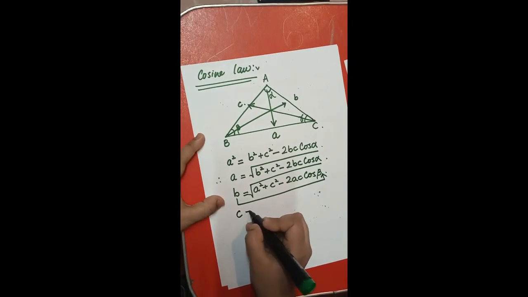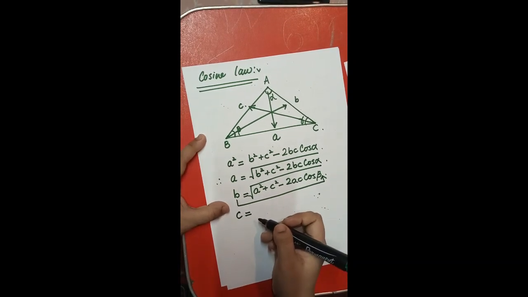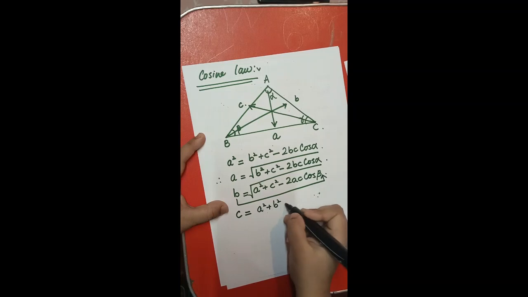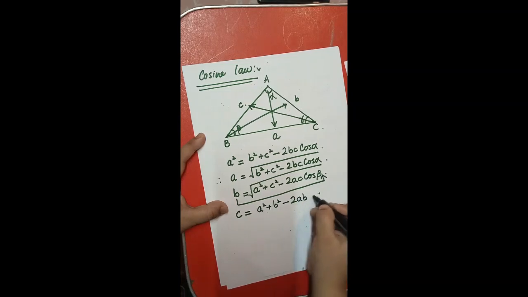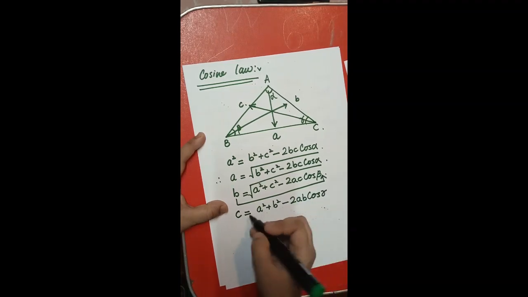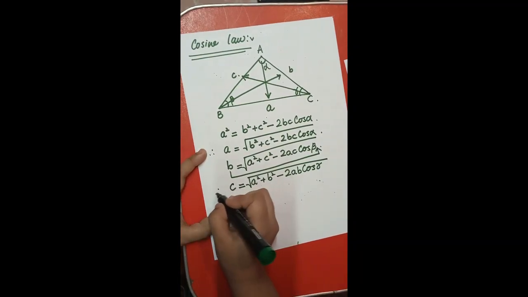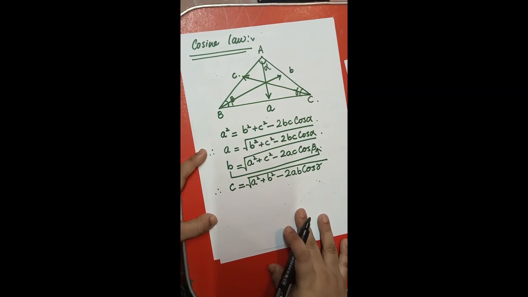If we are going to find out the side C, what we have to do is A square plus B square minus 2AB, and the angle will be cos of gamma. So it comes under the root. Okay, done. These are the formulas for the cosine law.